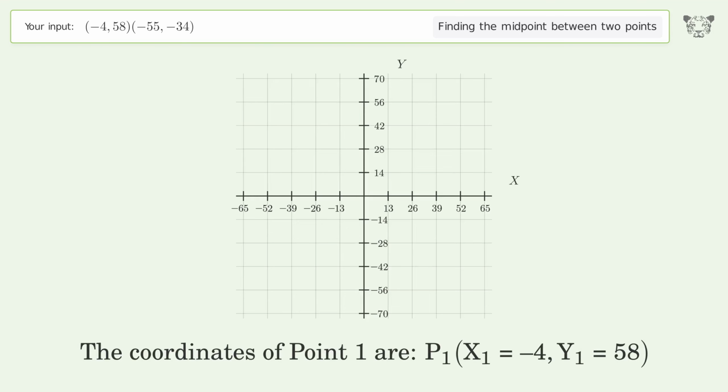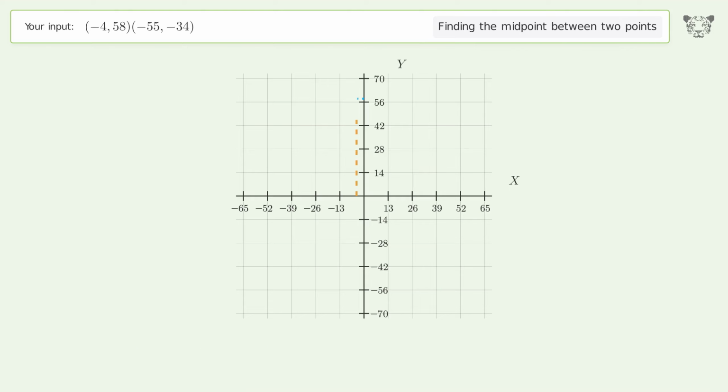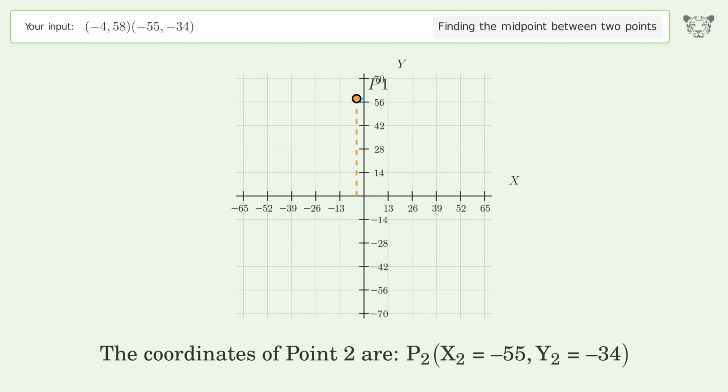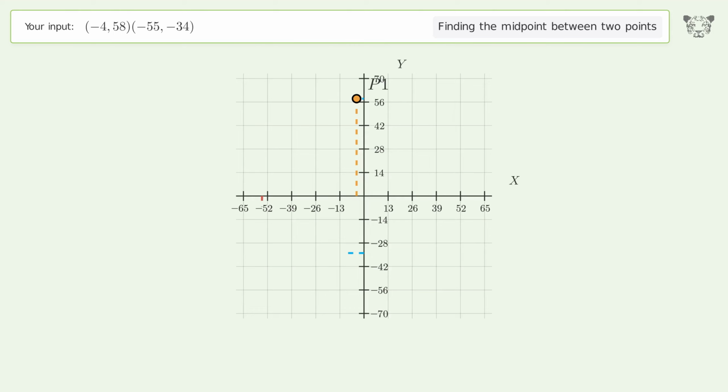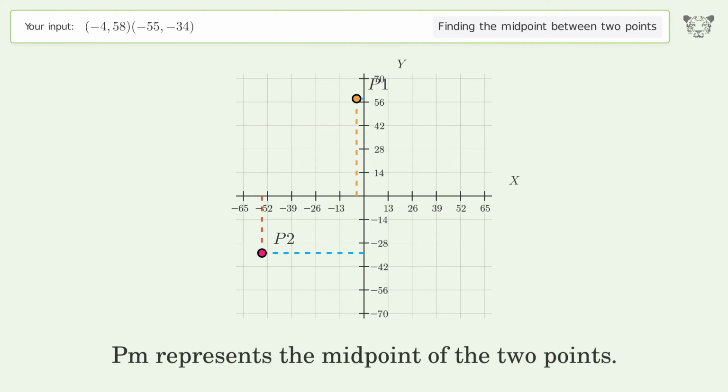The coordinates of point 1 are, x1 equals negative 4, y1 equals 58. The coordinates of point 2 are, x2 equals negative 55, y2 equals negative 34. PM represents the midpoint of the 2 points.